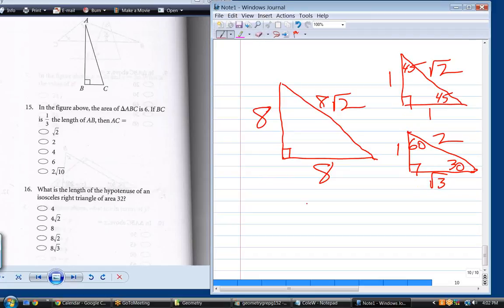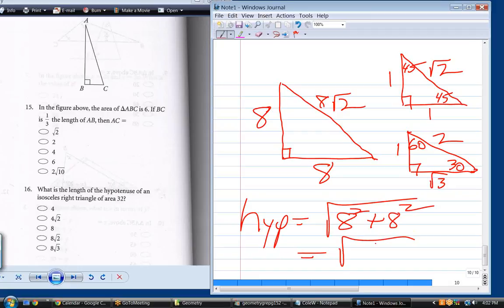Now, we could have come up with the answer using the Pythagorean theorem. The Pythagorean theorem says the hypotenuse is equal to the square root of 8 squared plus 8 squared, which is the square root of 128, which is the square root of 2 times the square root of 64. Square root of 64 is 8, so you get 8 root 2.